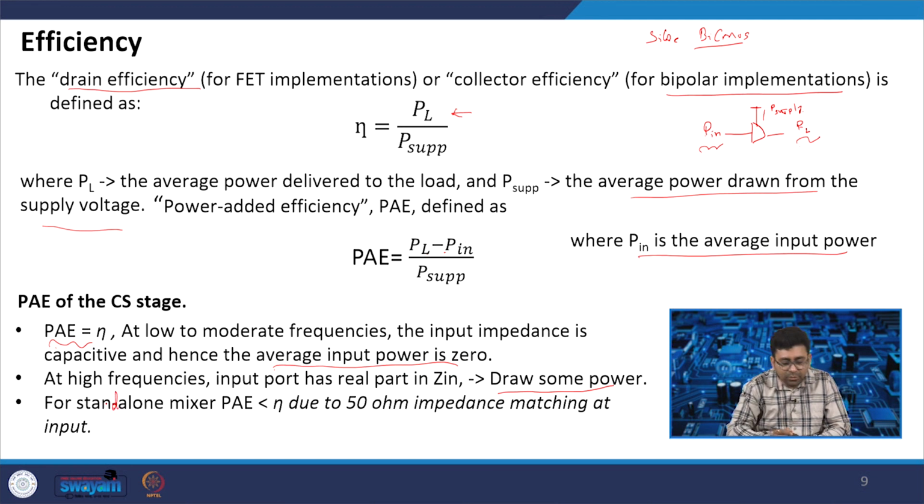For a standalone mixer, the power added efficiency is less than the actual drain efficiency, because you need to match the input impedance with 50 ohm, and when you are matching, your input is also drawing the power. So, this is P L minus P in by P supply. This is about the efficiency and its parameters. Now, we will try to see the various configurations.